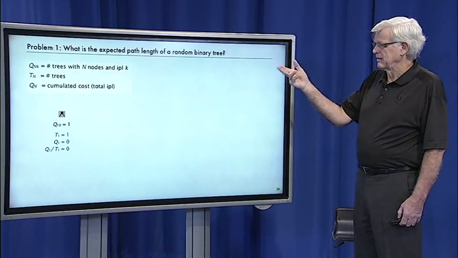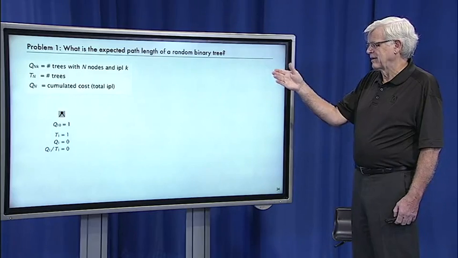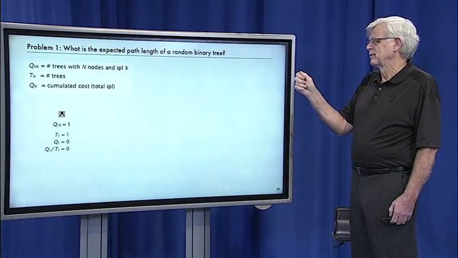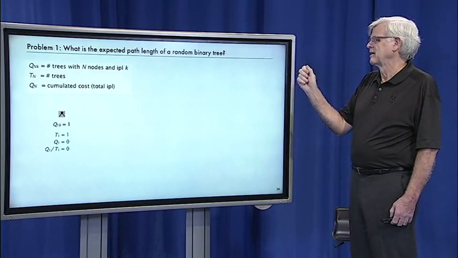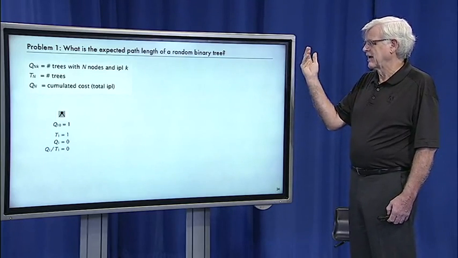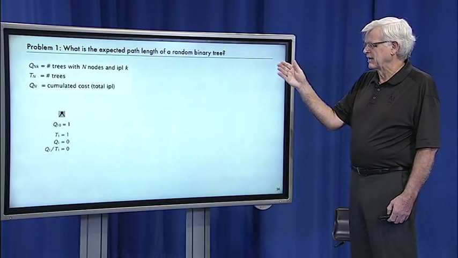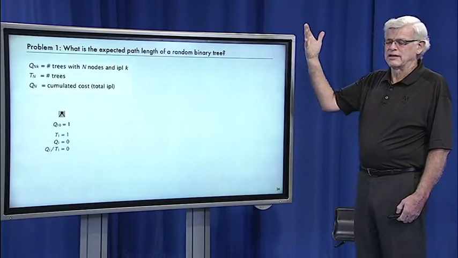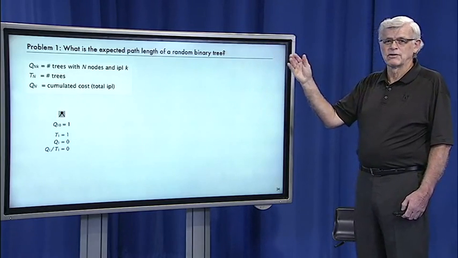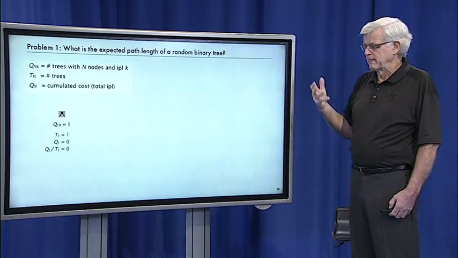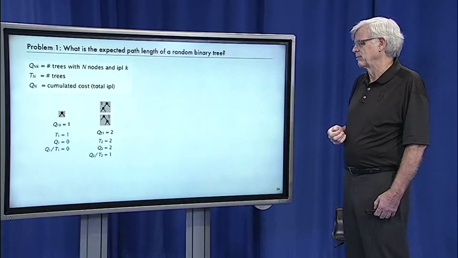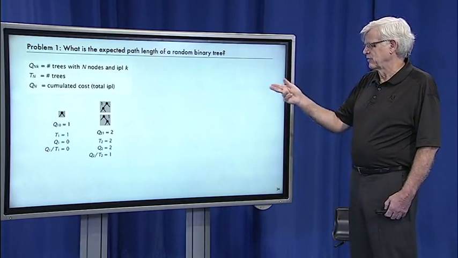So these are the quantities that we're going to work with. Q_nk is the number of trees with n nodes and internal path length k. T_n is the number of trees, that's the Catalan numbers. And the accumulated cost is the total internal path length on all trees, so that we get the average by dividing the accumulated cost by the number of trees. That's the way that we compute average values of parameters.